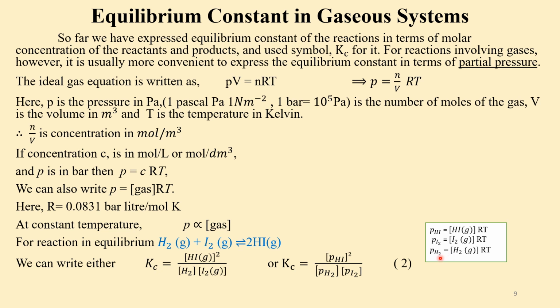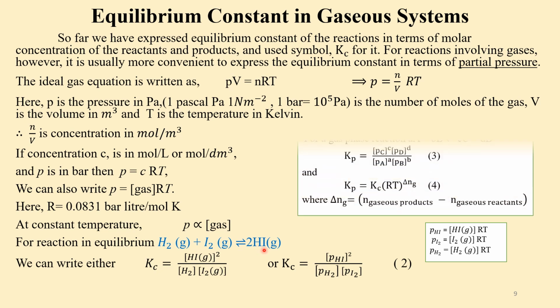pH2 is the pressure of H2, which is the concentration of H2 into RT. R and T are constant for any reaction, and H2 is the concentration. So we can substitute the values of HI, H2 and I2 as pHI squared divided by pH2 into pI2. Let this relation between Kc and the pressures be equation 2 for the reaction mentioned in this example.